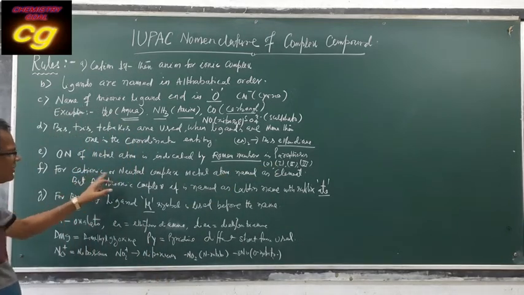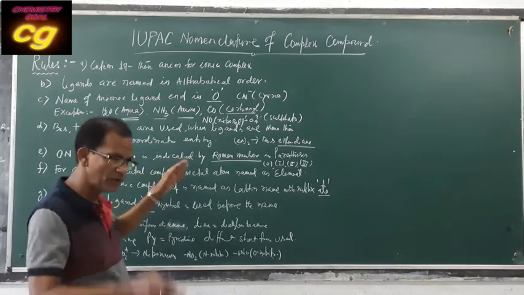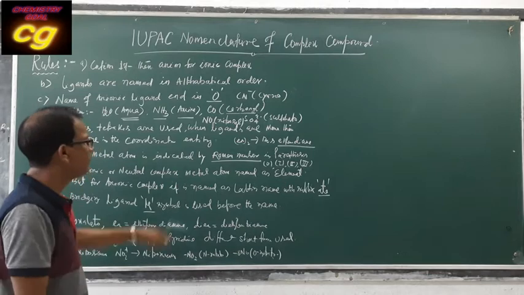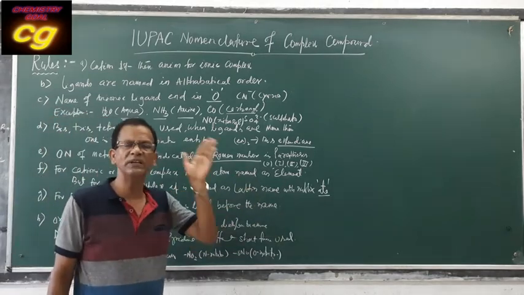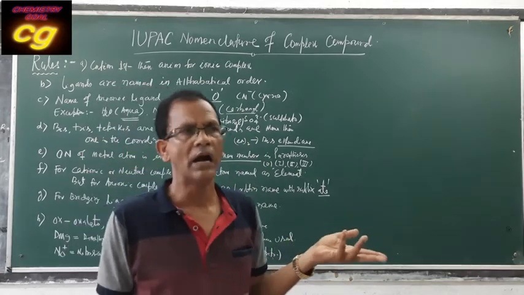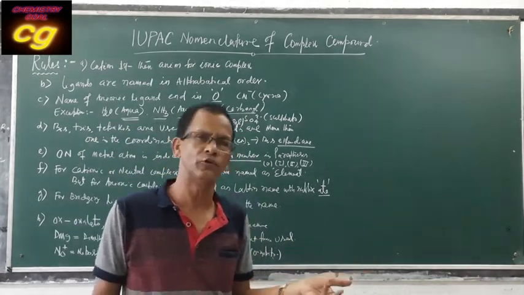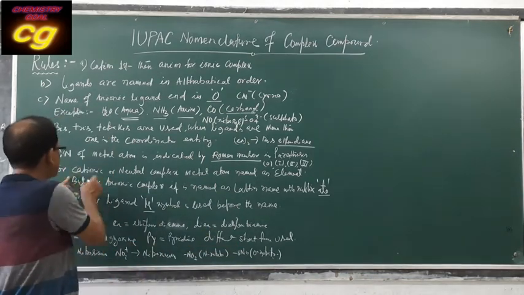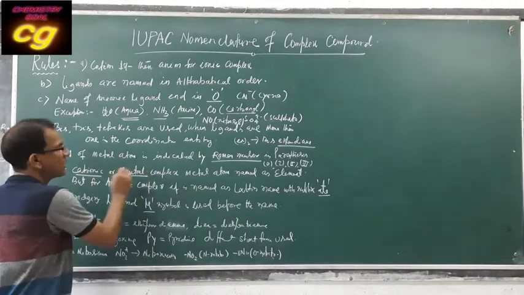Then if the complex is a cationic complex or a neutral complex, the metal atom name will be the same as the element name. Suppose cobalt, it will be cobalt. Iron, it will be iron. Nickel, it will be nickel. There will be no change in the name if it is a cationic or neutral complex.